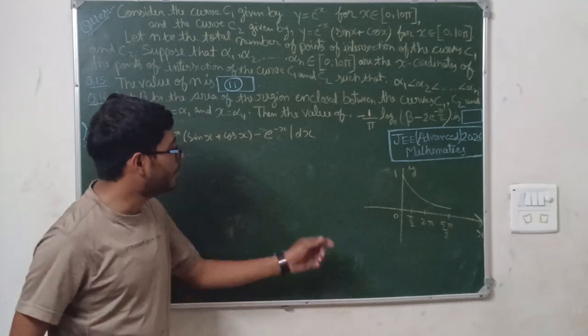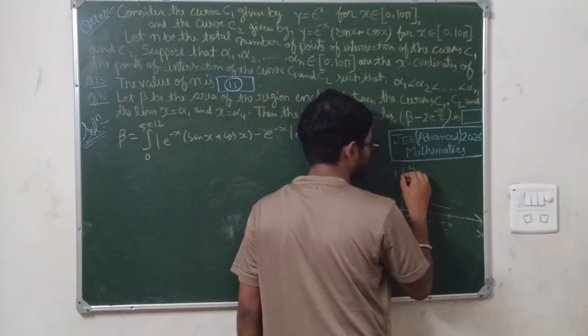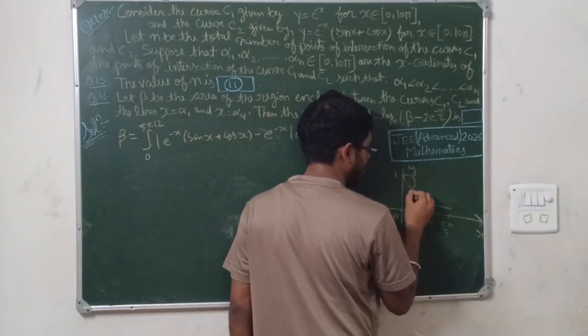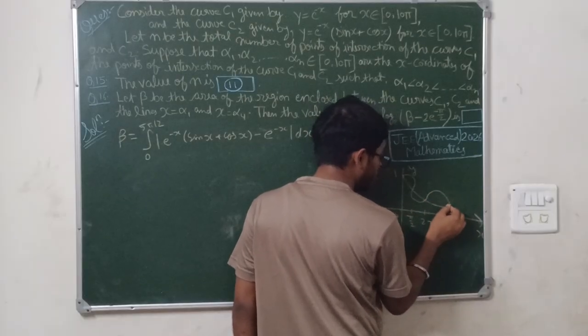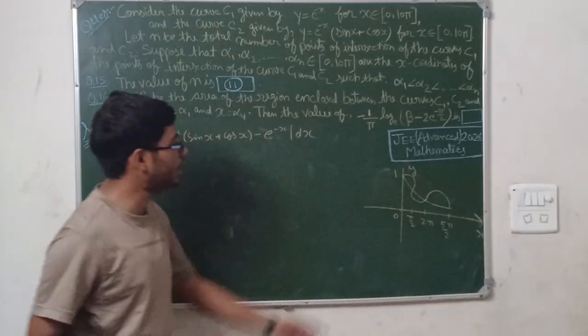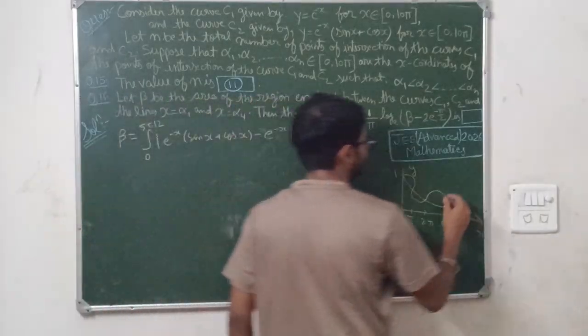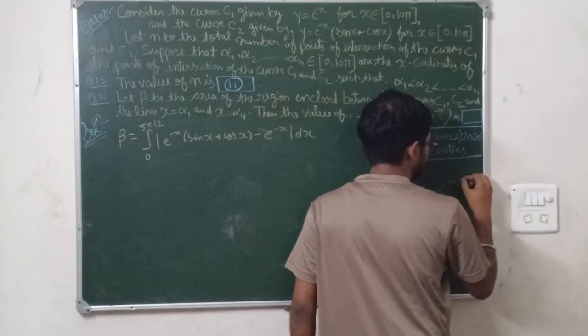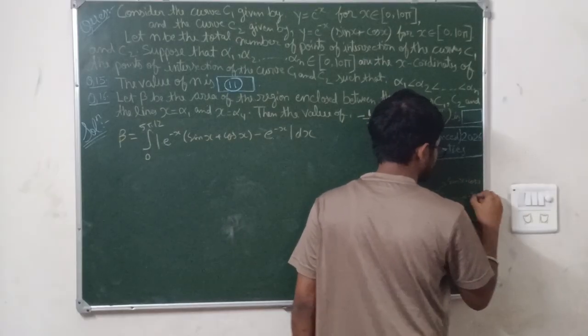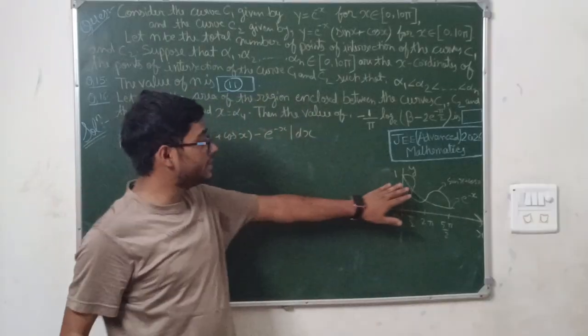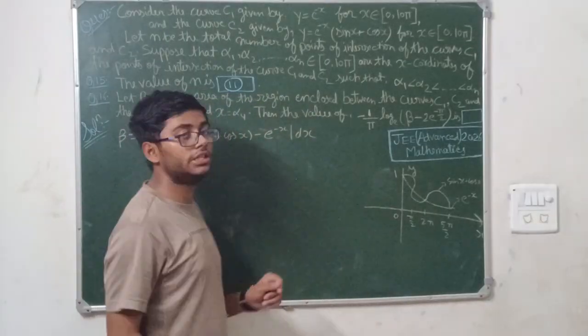Okay. So from 0 to pi by 2, I've told you this is an increasing function. Now from pi by 2 to 2 pi, this would be a decreasing function, and from 2 pi to 5 pi by 2 it is an increasing function. Okay. This is a similar graph, sin x plus cos x, and this is e to the power minus x. Now by seeing this graph, we will do this integration.